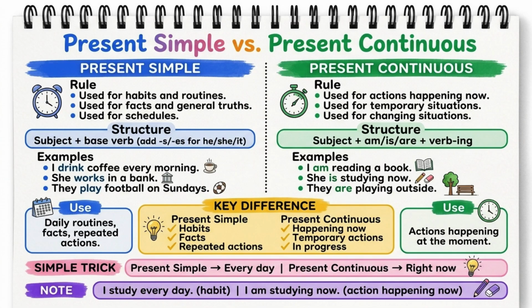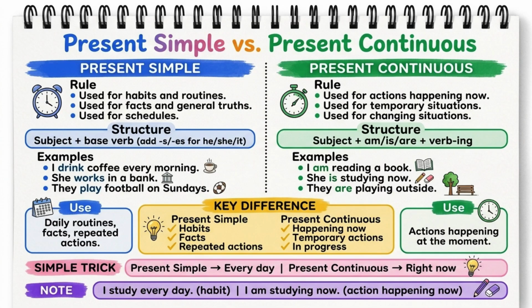Now let's look at the present continuous. We use this tense for actions happening right now, temporary situations, or actions that are still in progress. The structure is subject plus am, is, or are plus verb plus ing.